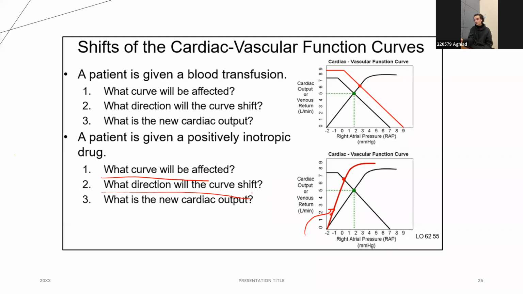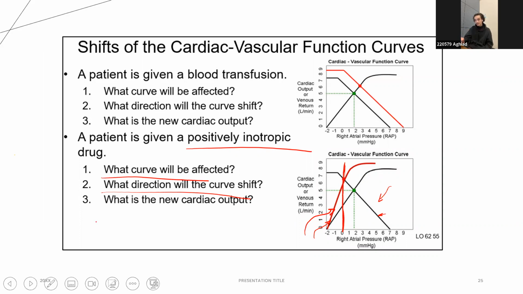What direction will the curve shift? Because it's positively inotropic, it contracts more, so it shifts up and to the left. The venous/vascular function doesn't change. There is no shift in that curve. Only the cardiac function curve changes. So now the equilibrium is set at a new point. See that? This doesn't move, only this. Is that clear? If it's only contractility. Got it, you guys? I'm assuming everybody has got it, because we're going to get questions.